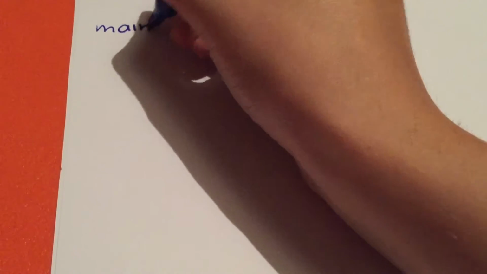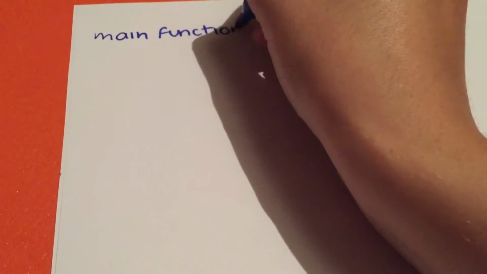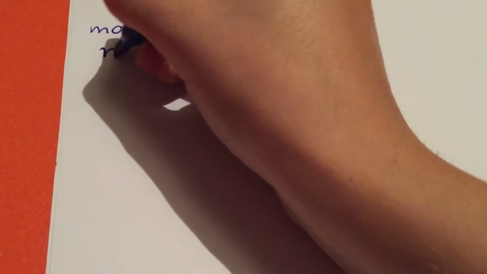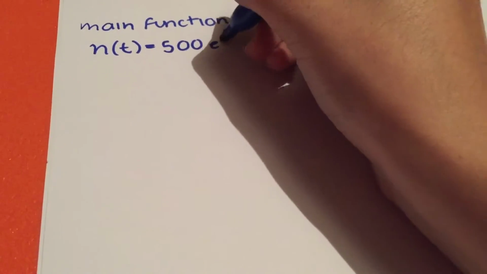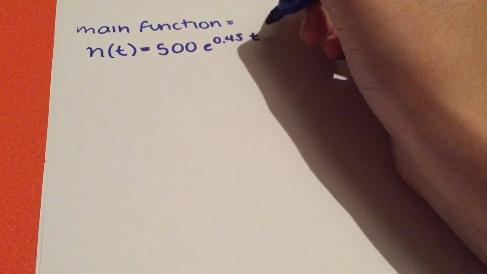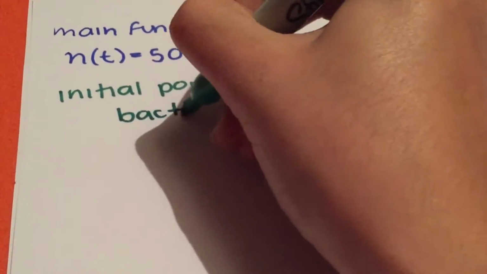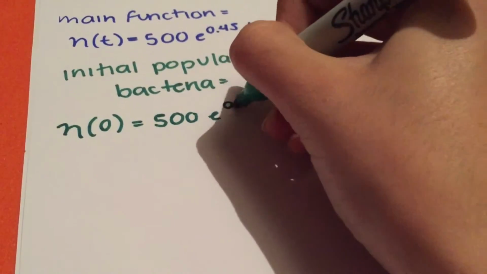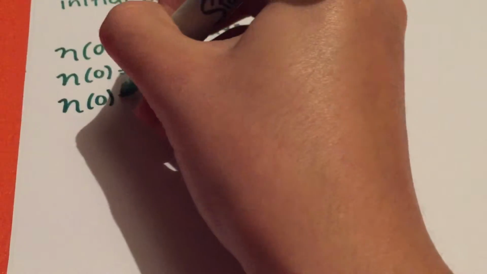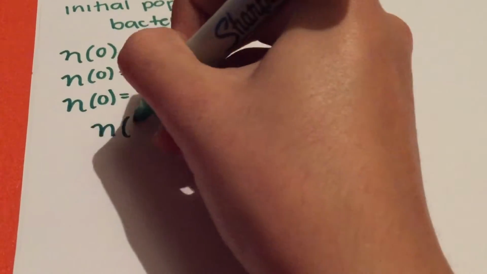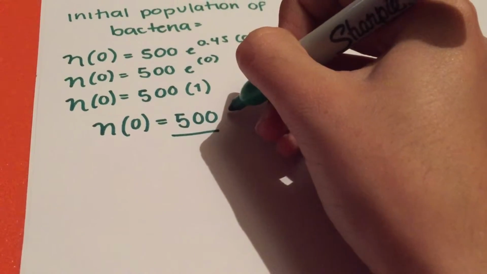So we are going to follow the function n of t is equal to 500 e at the power of rt. We're going to use the formula for the initial population of the bacteria in the stomach. So we have the formula, but we change the variables t for a 0 and r for a 0.45, and it gives us that it has 500 bacteria.